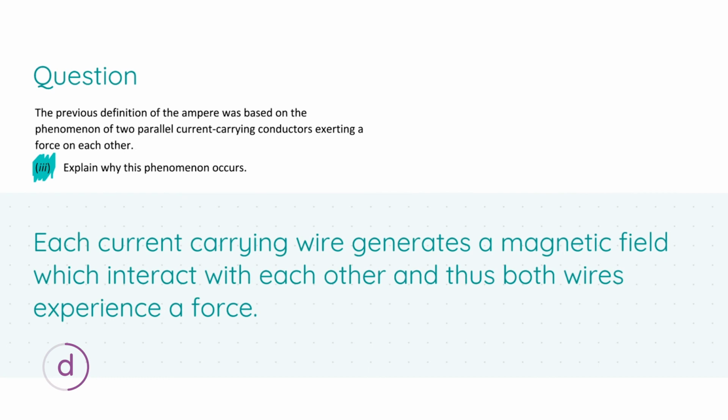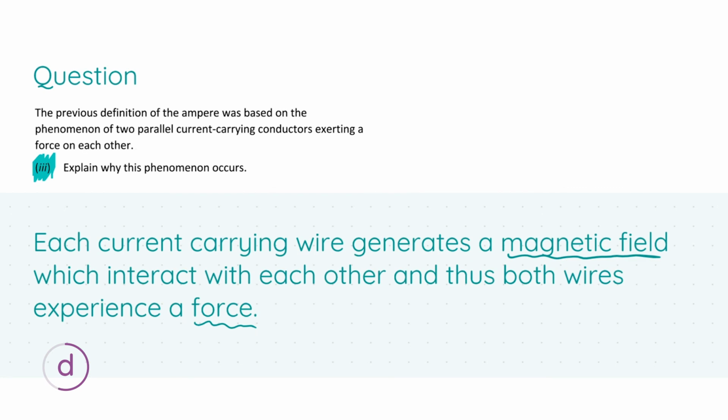Unfortunately, this is just another theory definition that you just have to know off. And to be honest, I always thought this is one of the more annoying ones, understanding how this works. But in this case, the explanation goes as follows. Each current-carrying wire generates a magnetic field which interact with each other, and thus both wires will experience a force. It's a rather simple definition, but the mechanics behind it can be a little bit more complicated.